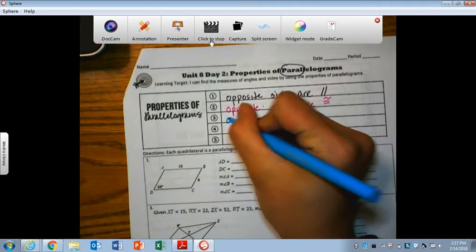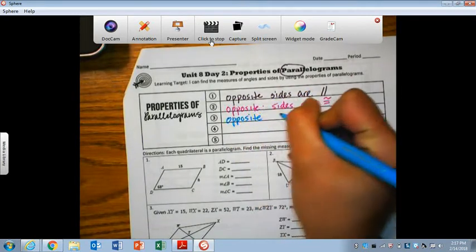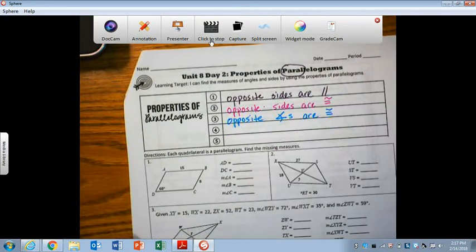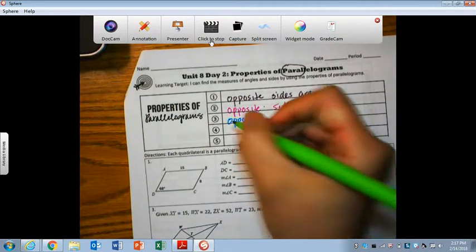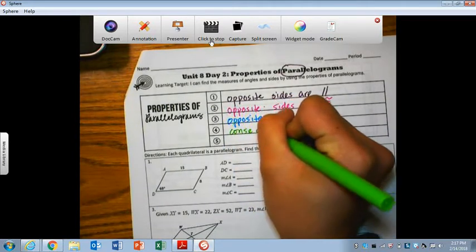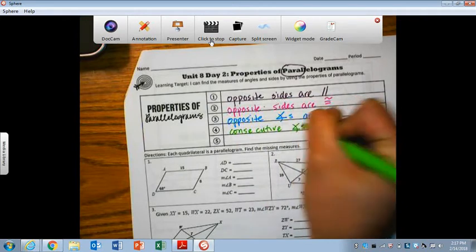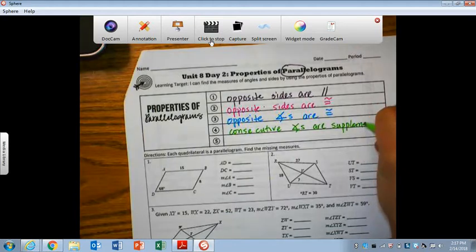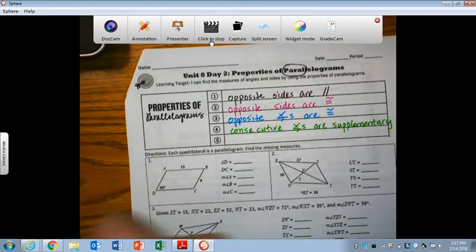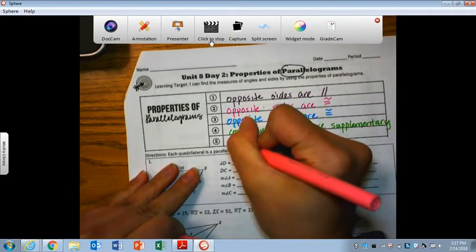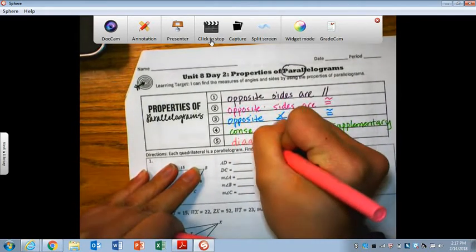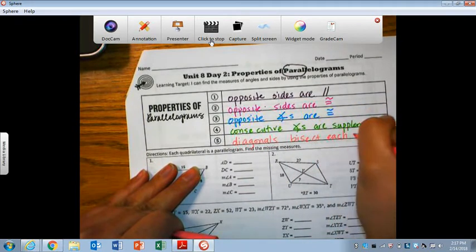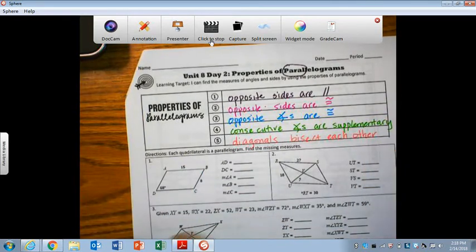Third thing, opposite angles are congruent. Fourth property is that consecutive angles are supplementary. And then the fifth and final thing is that diagonals bisect each other.